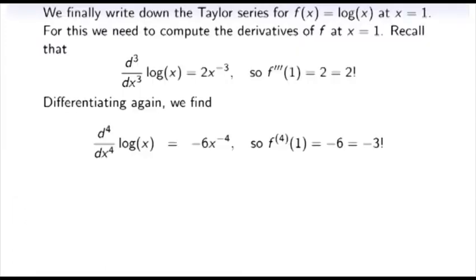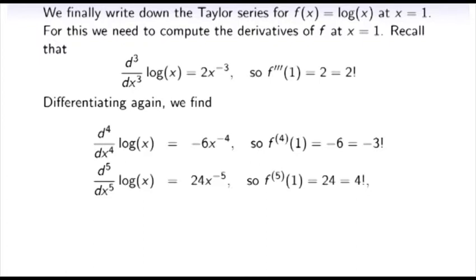Now we differentiate again and again until we can spot the patterns in the derivatives of f. So let's compute the fourth derivative. Well, let's differentiate 2 times x to the minus 3. This gives minus 6 times x to the minus 4. And if we sub in x is equal to 1, we get minus 6 or minus 3 factorial. Differentiating this again, minus 6 times x to the minus 4, we find the derivative is 24 times x to the minus 5. So the fifth derivative at 1 is 24 or 4 factorial.